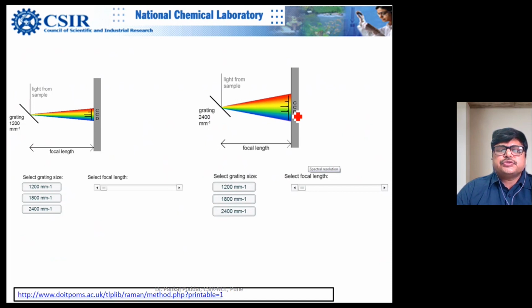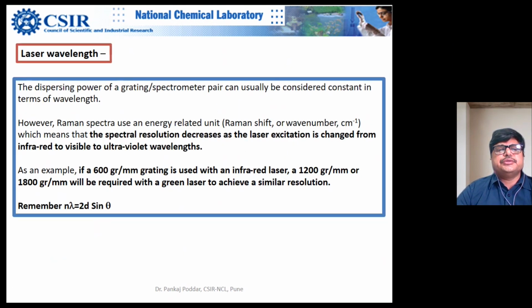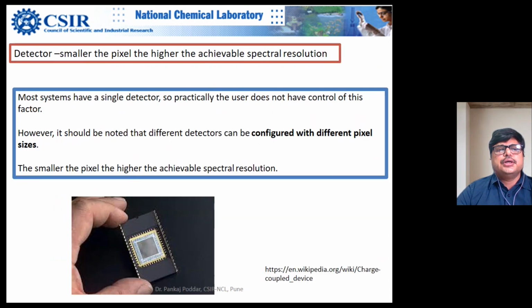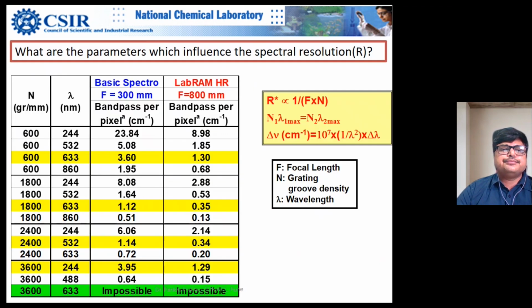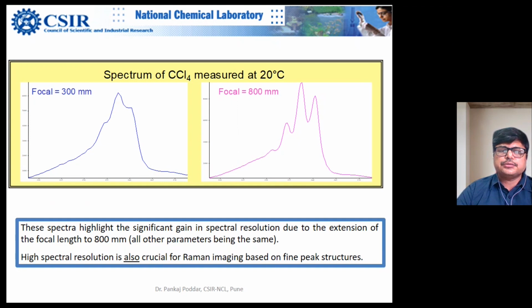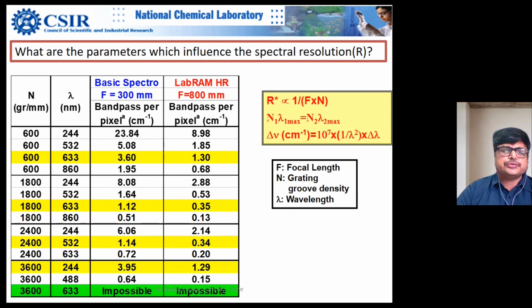So these are the two parameters which you can play with, and you can improve, but there is always a limitation. Obviously the laser wavelength also plays a role, and the detector also plays a role. I'll not go into the detector part, but you can look at this table, which shows a summary of how the band pass per pixel changes if you change the grating type and lambda. It's beautiful data. I think you can correlate this table with what I just explained.